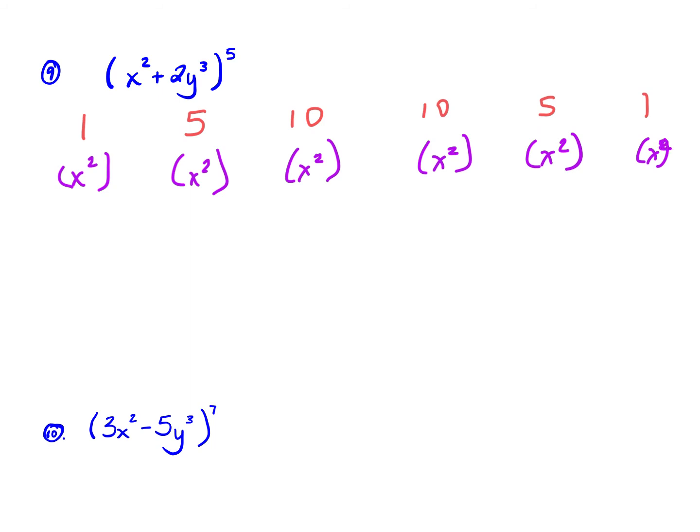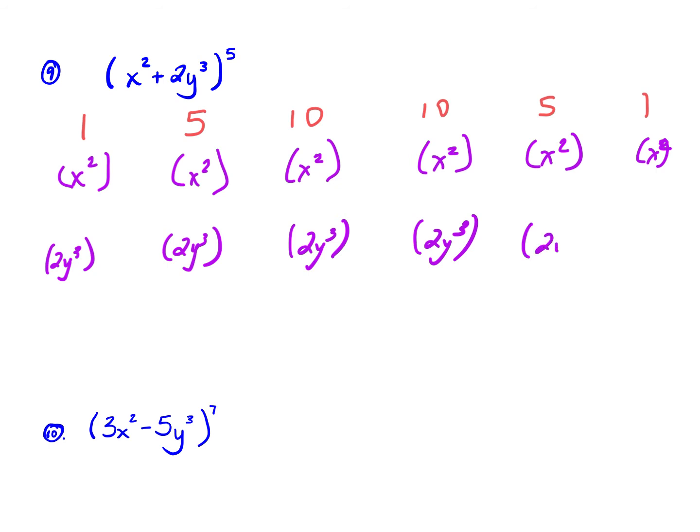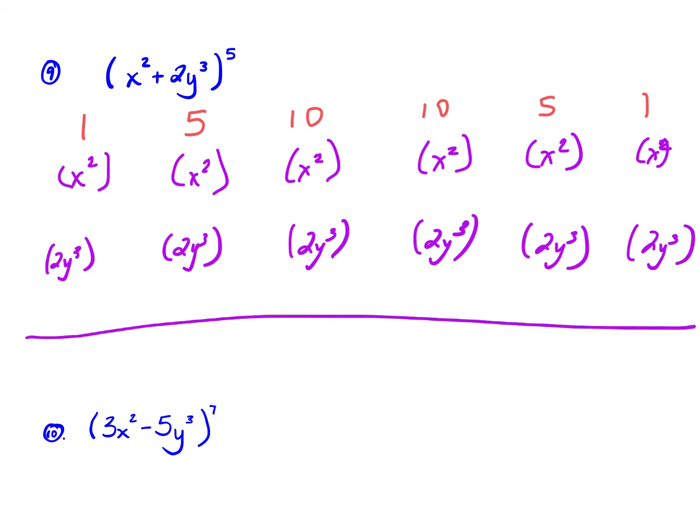All right, my second term is 2y cubed. So I'm going to write that 2y cubed, 2y cubed, 2y cubed, 2y cubed, 2y cubed, right? I'm going to leave a little room, make sure I can simplify here.